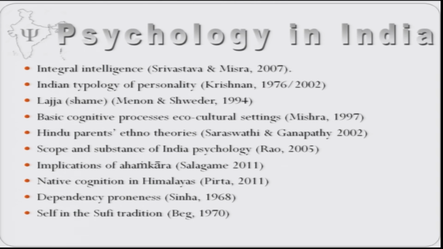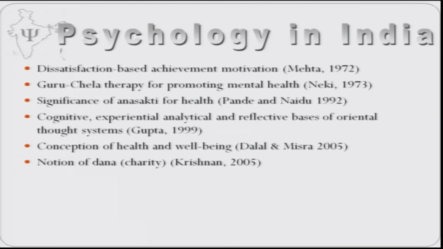Integral Intelligence by Srivastava and Mishra, Indian Typology of Personality by Krishnan, Lajja, the concept of shame, by Menon, Basic Cognitive Processes in Eco-Cultural Setting by Mishra, Hindu Parents' Ethnotheories by Saraswati and Ganapati, Scope and Substance of Indian Psychology by Rao, Implication of Ahankara, pride, by Salagame, Native Cognition in Himalayas by Pirta, Dependency Proneness by Sinha, Self in the Sufi Tradition by Beg, Dissatisfaction-Based Achievement Motivation by Mehta, Guru-Chela Therapy for Promoting Mental Health by Neki, Significance of Anasakti for Health by Pandey and Naidu, Cognitive, Experiential, Analytical and Reflective Basis of Oriental Thought System by Gupta, Conception of Health and Well-being by Dalal and Mishra, and the Notion of Dan, that is charity, by Krishnan.